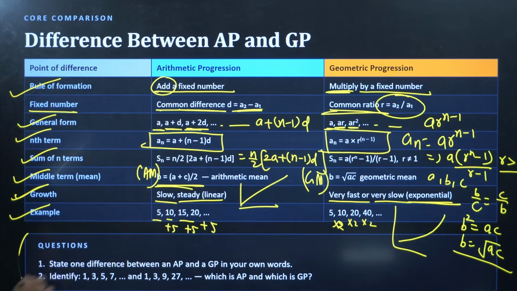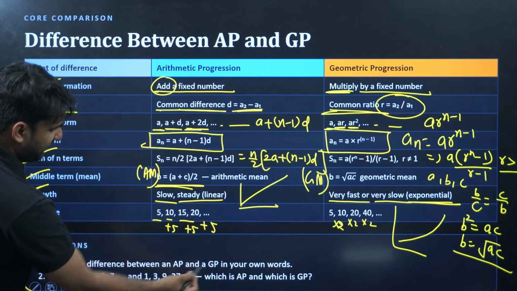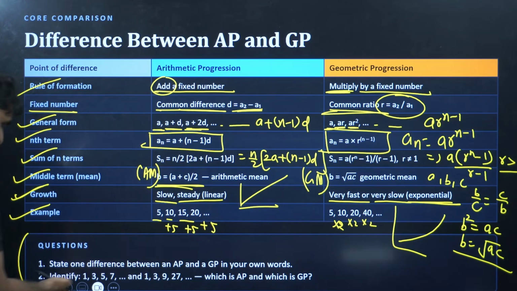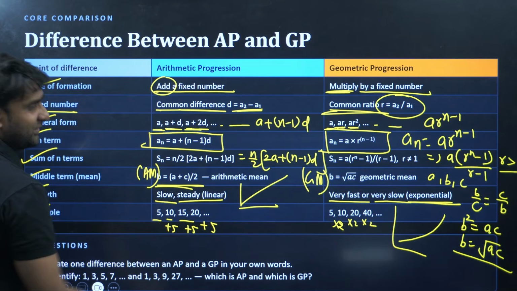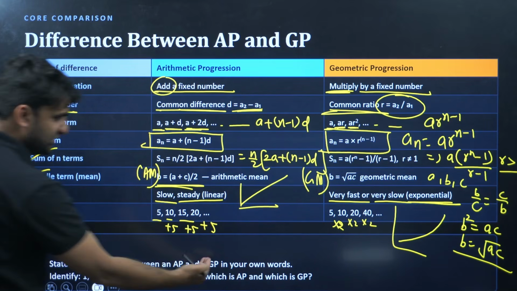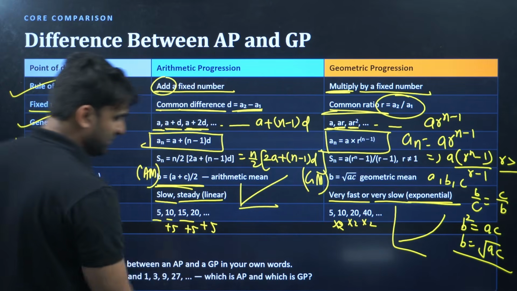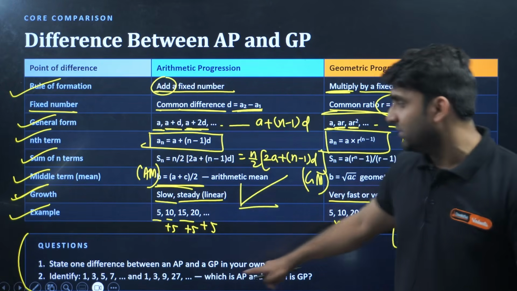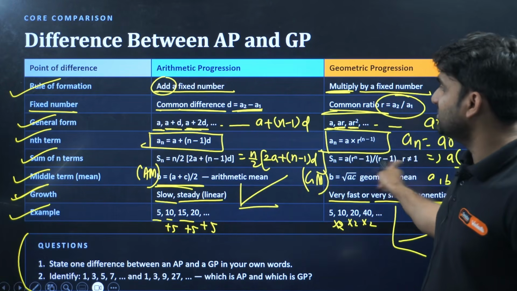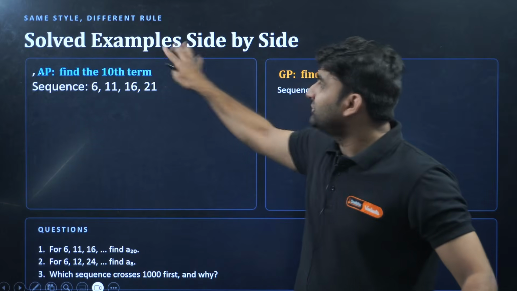So we have a question: state one difference between AP and GP. So guys, you can give the difference. AP is an additive sequence and GP is a multiplicative sequence. Identify 1, 3, 5, 7 and 1, 3, 9, which is AP and GP. Okay, so we have two sequences given here and you have to identify which is AP and which is GP. Let's do one question.